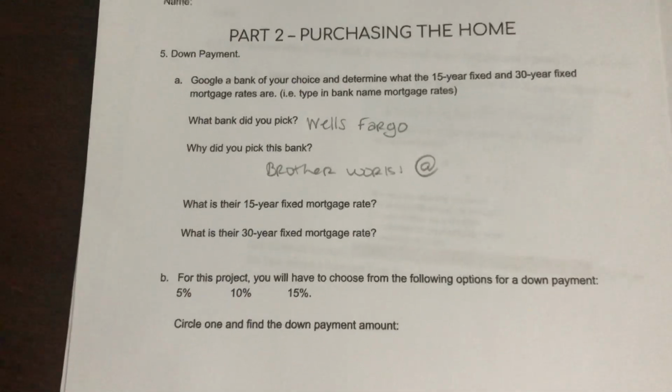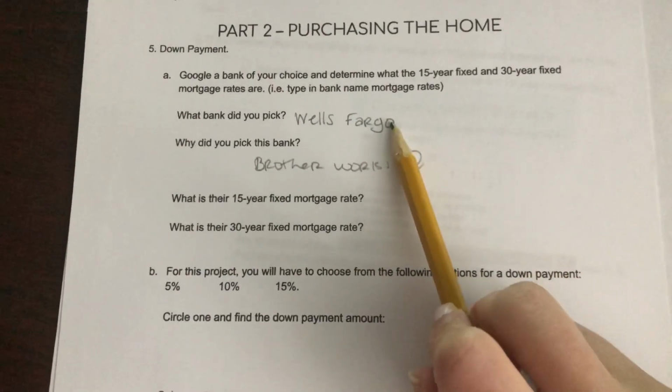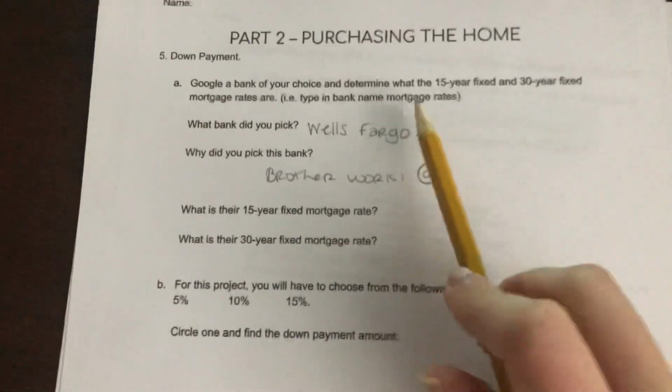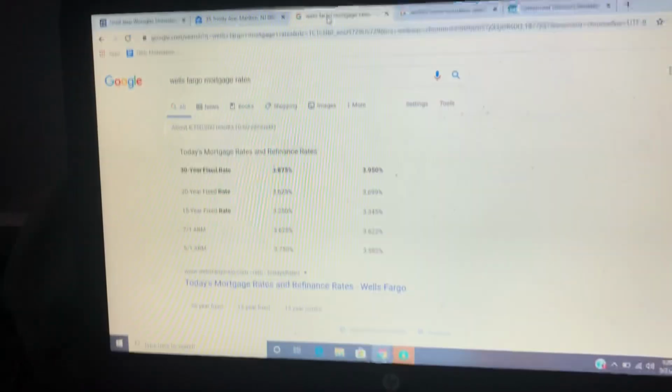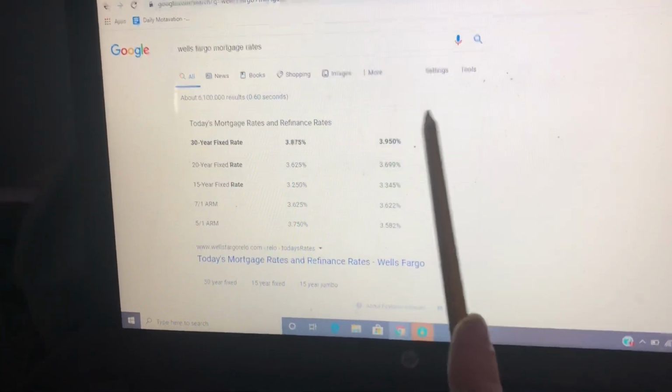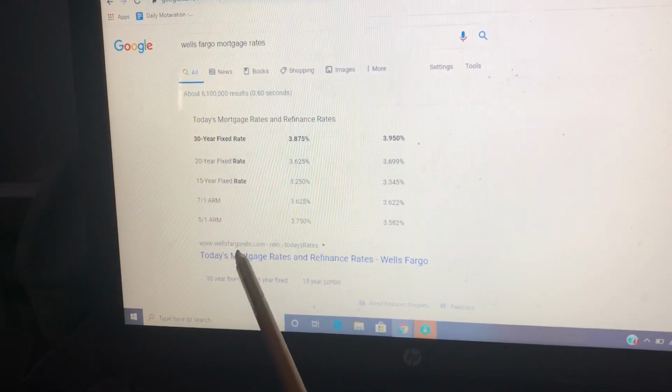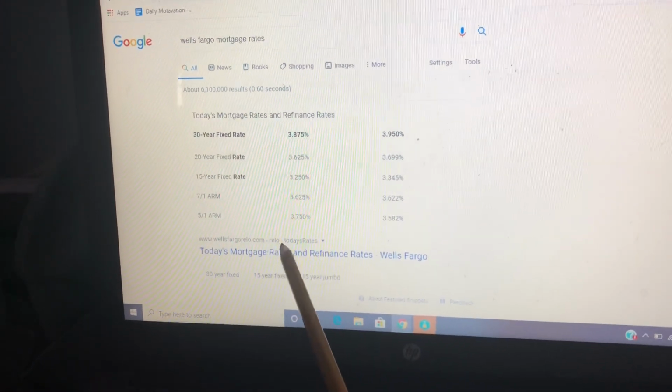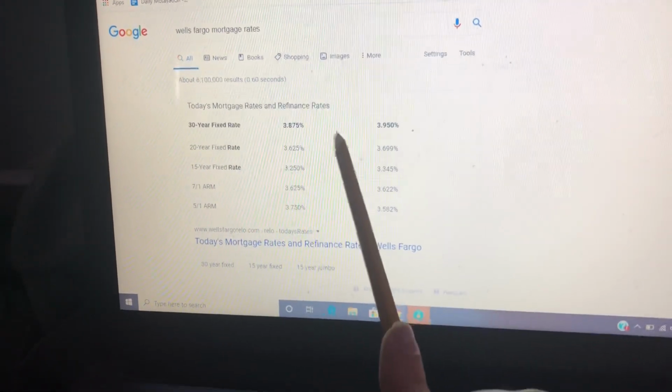But you're going to take that bank name that you chose and write mortgage rates into Google, and this is what should come up. You don't really even have to go too far. This popped up right away. It says Wells Fargo right here on the bottom as the website. It gives you a whole table.